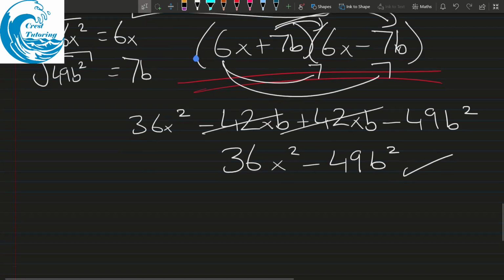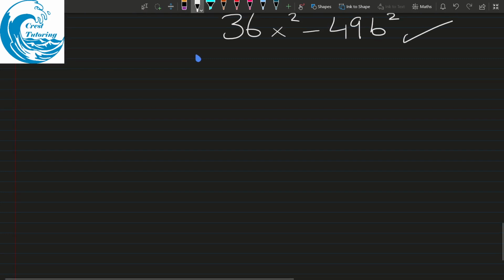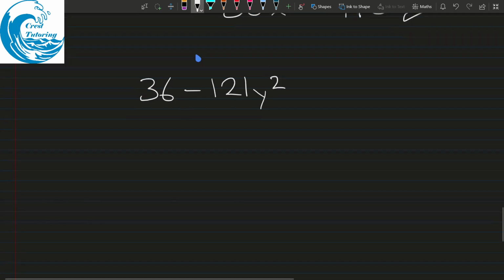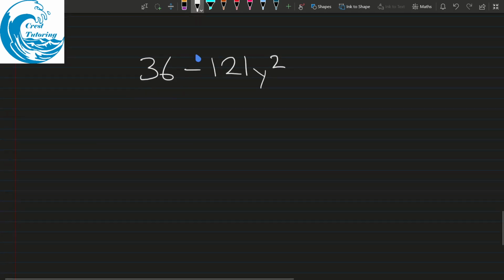Okay, so I'll give you one more of these. So let's say if I get you to do 36 minus 121y squared. Okay, so don't worry too much that there's not a letter in the first part. Try it out, treat it exactly the same way, get the square root, and see what answer you get.